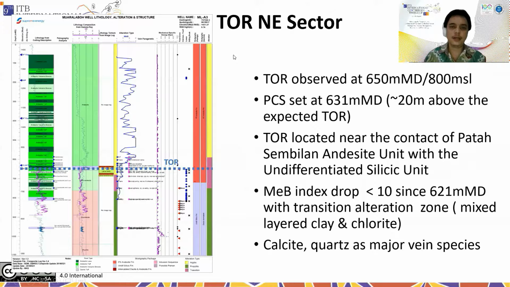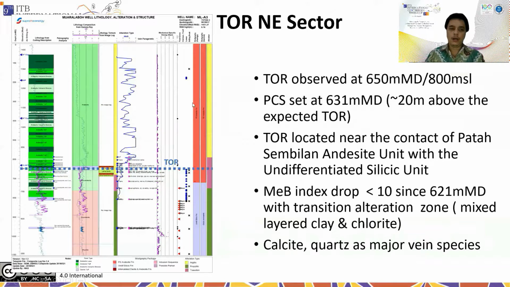This is the northeast sector. So in general, the production sector is divided into two. The northeast sector, where the steam cap wells are located, the top of reservoir is relatively shallow.